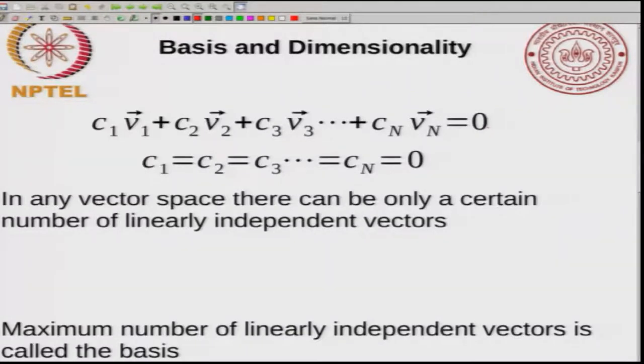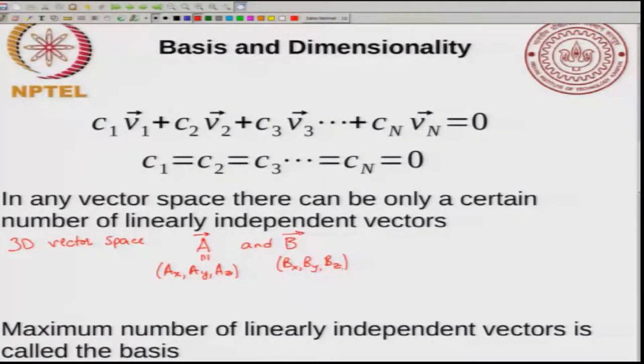Now, in any vector space, there is always a maximum number of vectors that are linearly independent, and we will come to that in a minute. But let us take an example. Suppose we take the usual three-dimensional vector space. If you take any two vectors, let us say A and B, you ask what is the condition that these vectors are linearly independent. Now, A will have certain components, let us say Ax, Ay, Az, and B has components Bx, By, Bz.